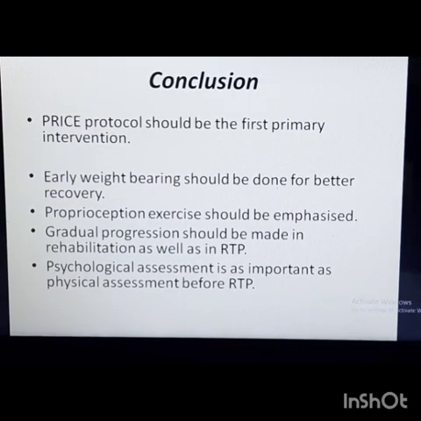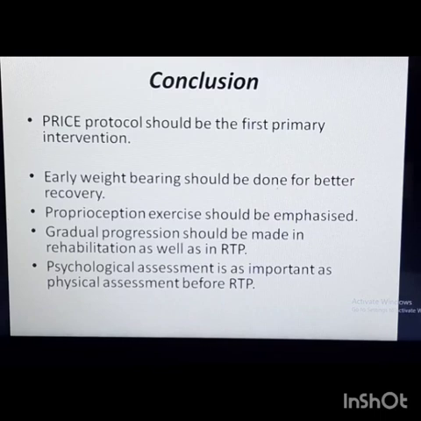So I conclude with: the PRICE protocol should be the first primary intervention, and it should be given importance, because most of the time your PRICE protocol is taken too lightly. But if this PRICE protocol is done with a lot of importance, it will give a very good result, and this is the first step towards the rehab. If the first step is taken wrong, then the next consecutive steps will be very much difficult.